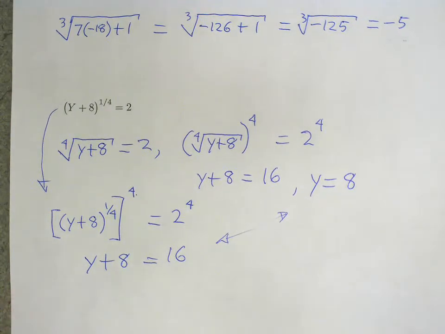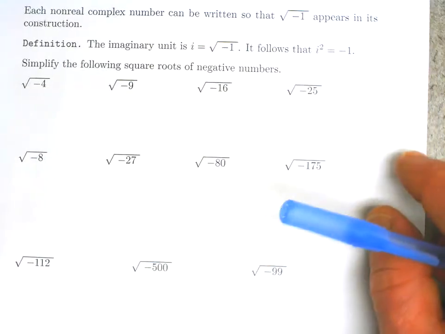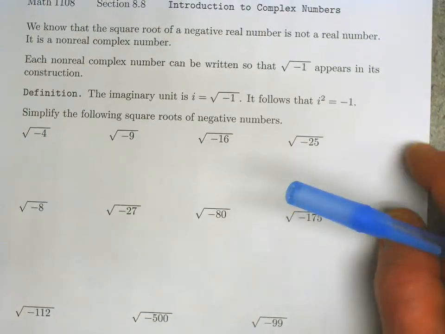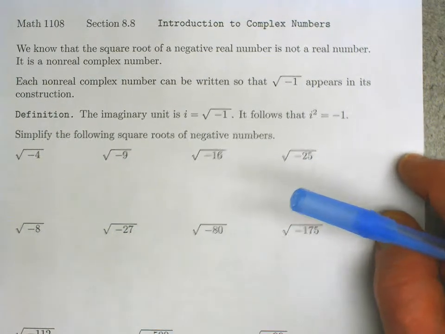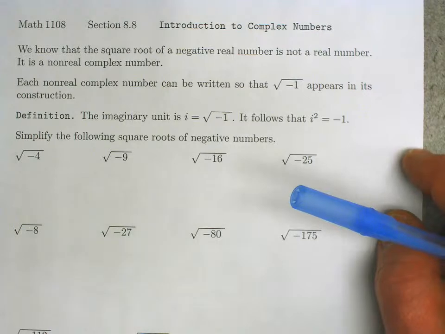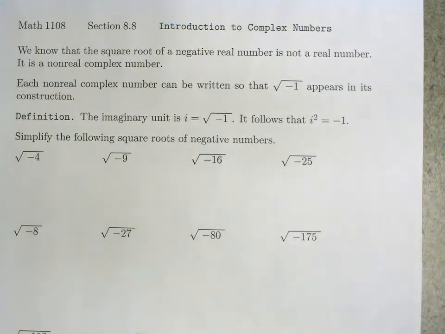Okay, we have a few minutes to cover section 8.8, and that's all we're going to need, a few minutes. It's the introduction to complex numbers in section 8.8. So if you understand square roots, this is just a little bit more information about square roots. But this time it's going to involve square roots of negative numbers.